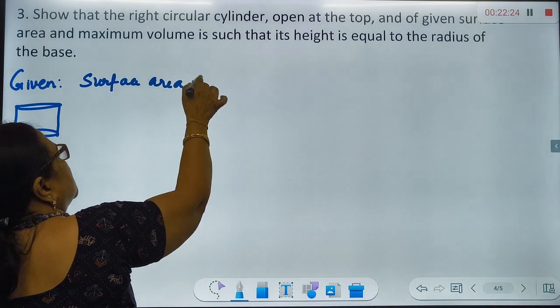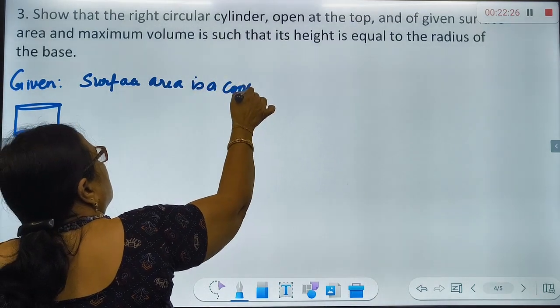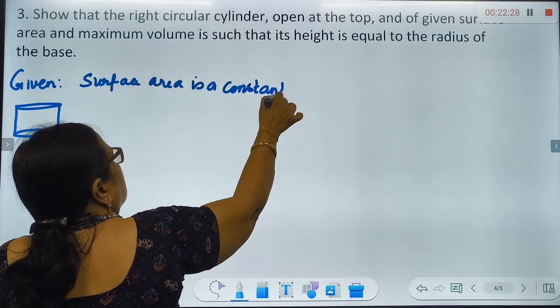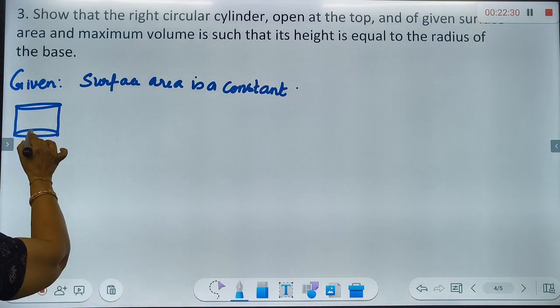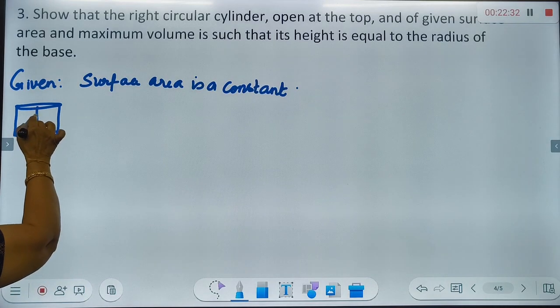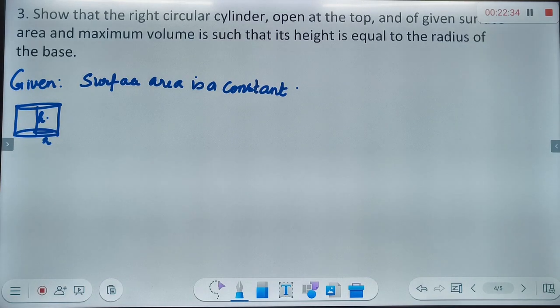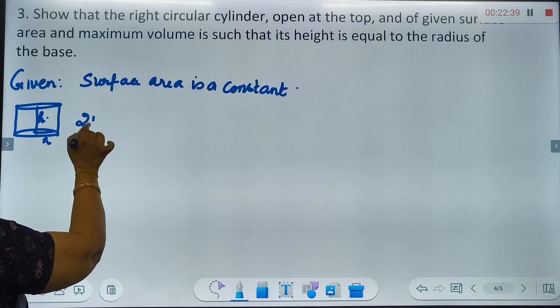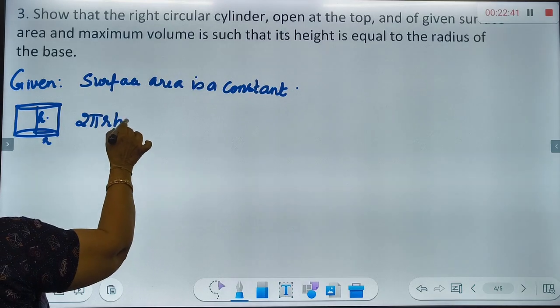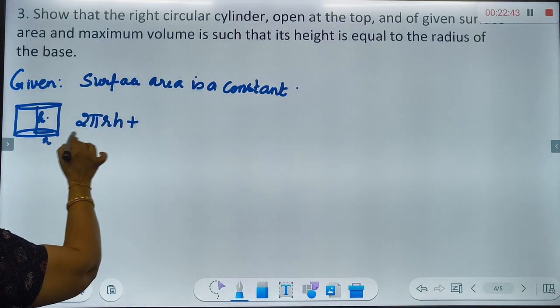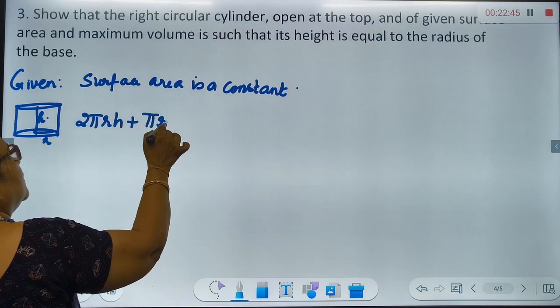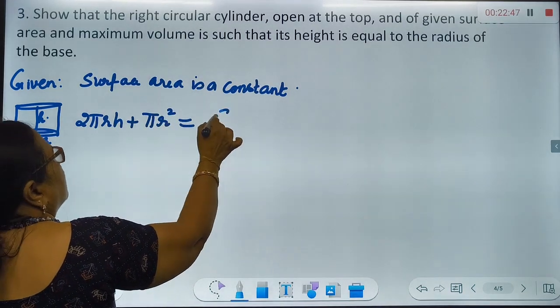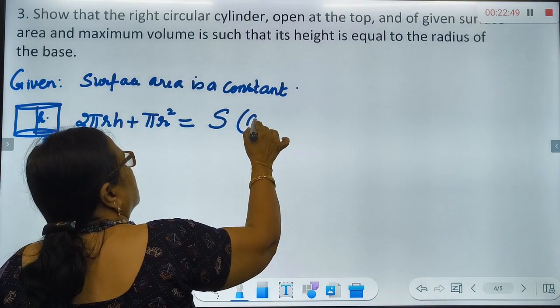It's a constant. Fixed means what? It's a constant. So let this be R, let this be H. So 2, what is that? It's open at the top. So 2 pi RH is the lateral surface area, plus only the bottom is there, so 1 pi r square. This is fixed. Constant.